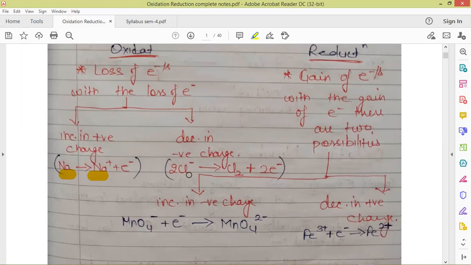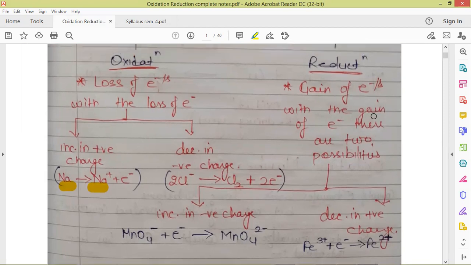Here is an example. It is the chloride ion. Here two chloride ions are getting converted to chlorine gas. So here they are losing 2 electrons. So there is loss of electrons, and loss of electrons means oxidation is taking place. And here we can see that the oxidation number is getting increased, from -1 to 0. So it is a decrease in negative charge, converting from -1 to 0. That means it is an example of oxidation.